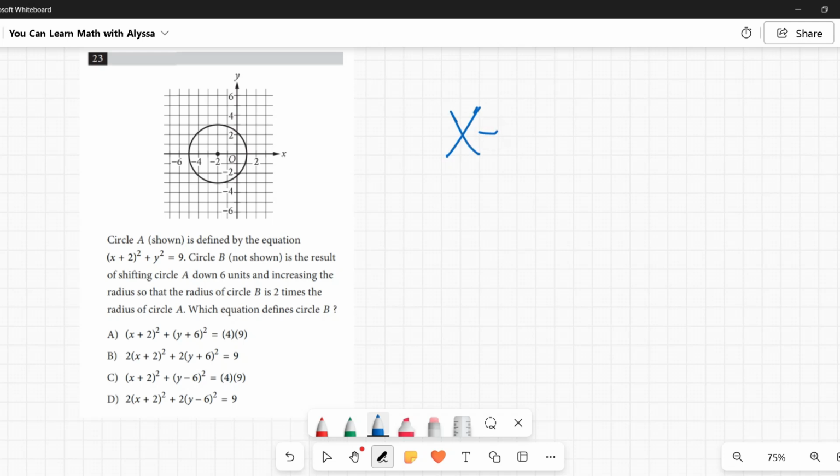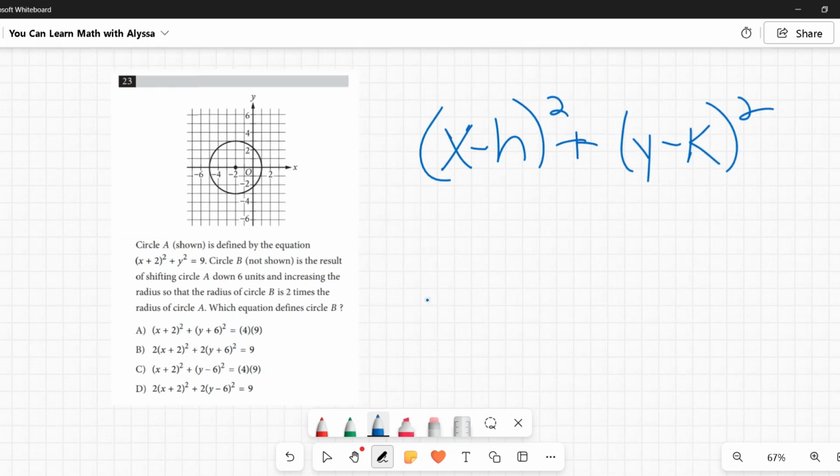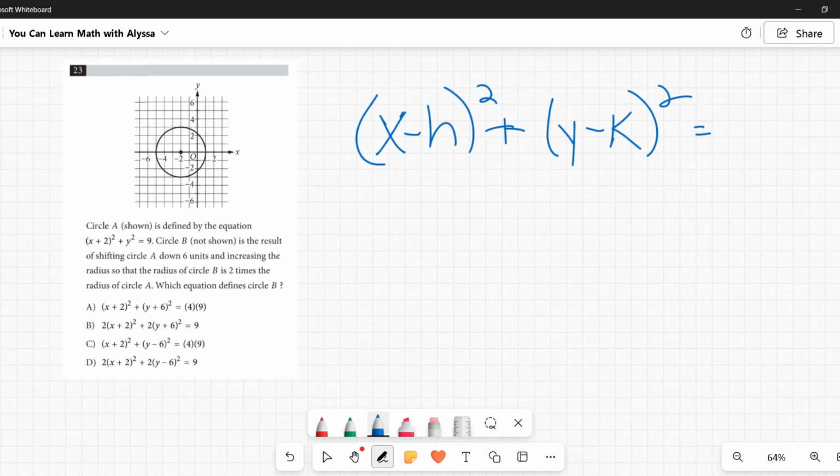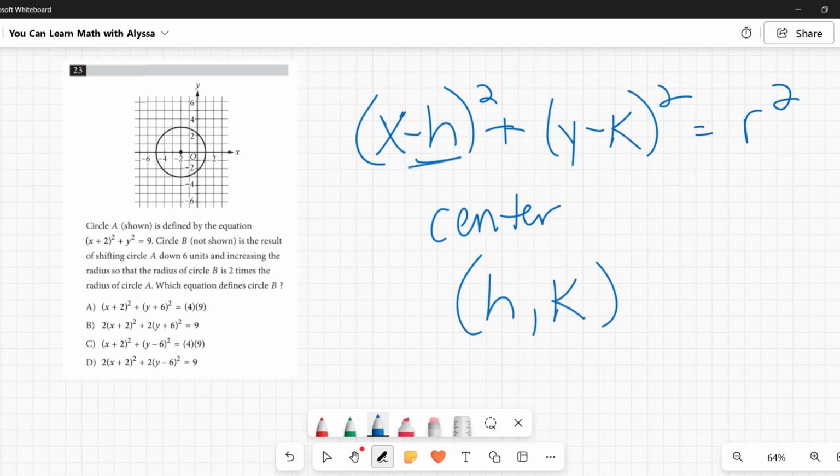It is (x − h)² + (y − k)² = r². This is an equation for any circle in which the center of the circle is (h, k), so the opposite of whatever those two are, because if this is positive, this will be negative. If this is negative, this will be positive. So it's the opposite of those. And then r is the radius.